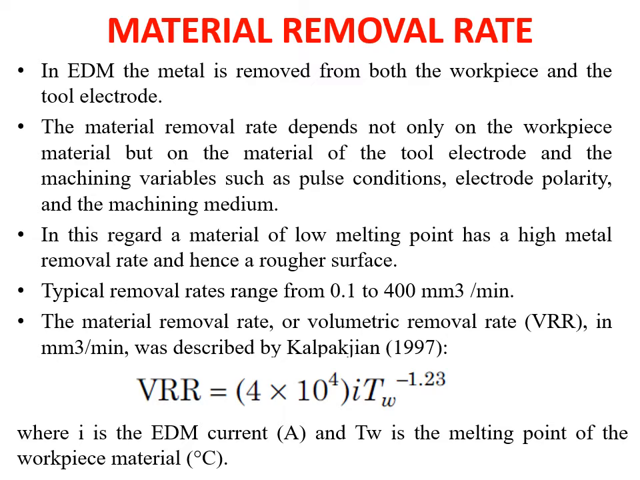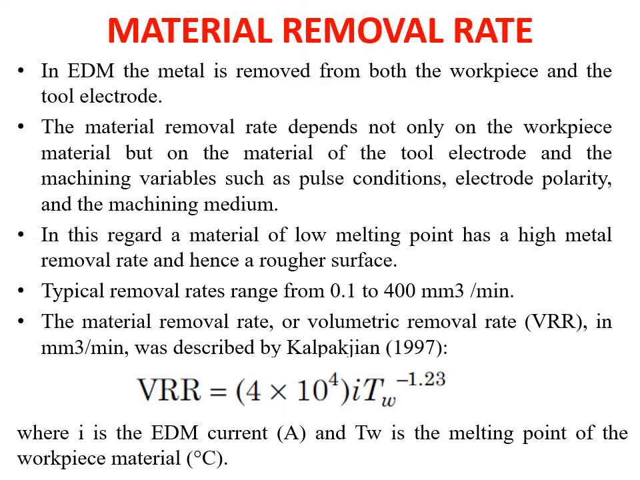These are generally considered under process capabilities or process characteristics. In EDM, the metal is removed from both the workpiece and the tool electrode. The metal removal rate mainly depends on the workpiece material, the material of the tool electrode, and the machining variables such as pulse conditions, electrode polarity and the machining medium. In this regard, a material of low melting point has a high metal removal rate and hence a rougher surface. Typically, metal removal rates range from 0.1 to 400 millimeter cube per minute.